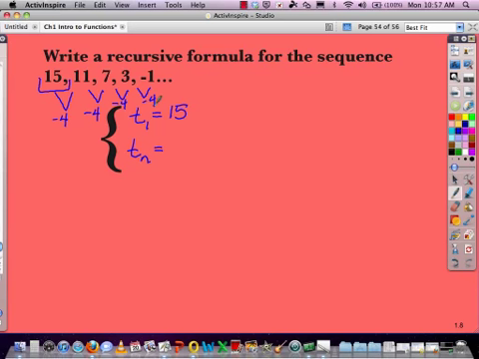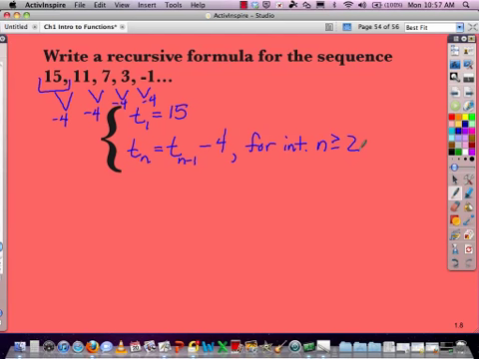So all other terms in our sequence will be equal to the previous term, t sub n minus 1, we learned. And then what are we going to do? We're going to subtract 4. And then do not forget that statement that tells us this is for all other terms in the sequence. We say for integers, and we can abbreviate int, integers n greater than or equal to 2.